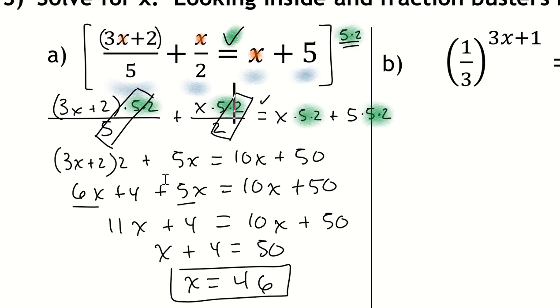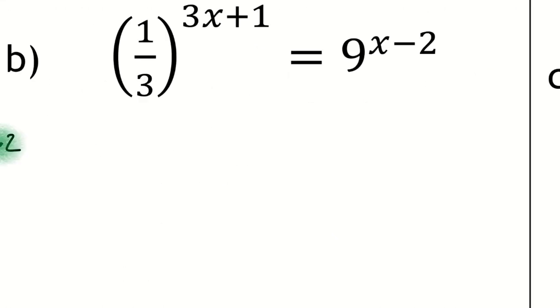Let's move on to part B. For B, you see that I have an exponential equation. I know that because my variable is in the exponent, and I need to solve for x. The only technique we have this year is to rewrite this so that our bases are the same. When I look at the fraction 1/3, and I look at the number 9, I'm immediately thinking a base of 3 is probably where I want to go.